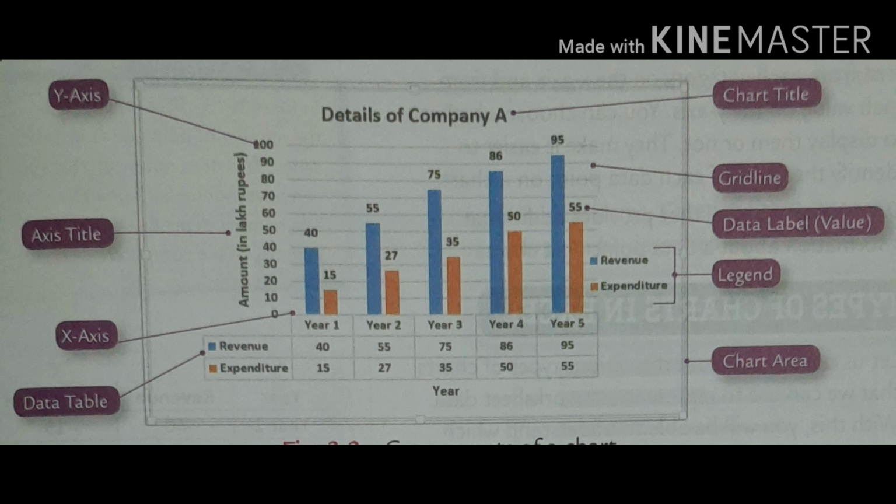So this is called the data table because it refers to the set of data values from which the chart is derived. Here you can see in the x-axis there are years, and in the y-axis there is amount, which are the revenue and the expenditure.